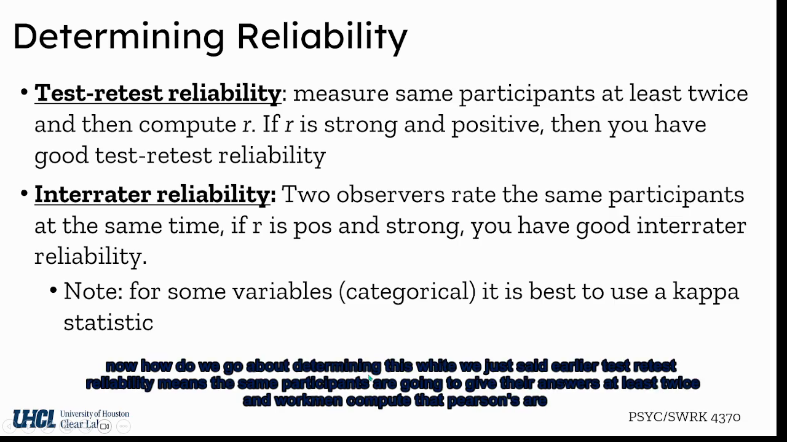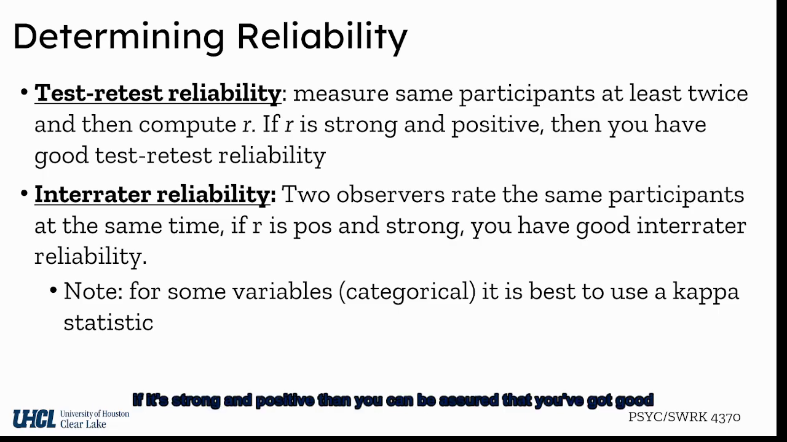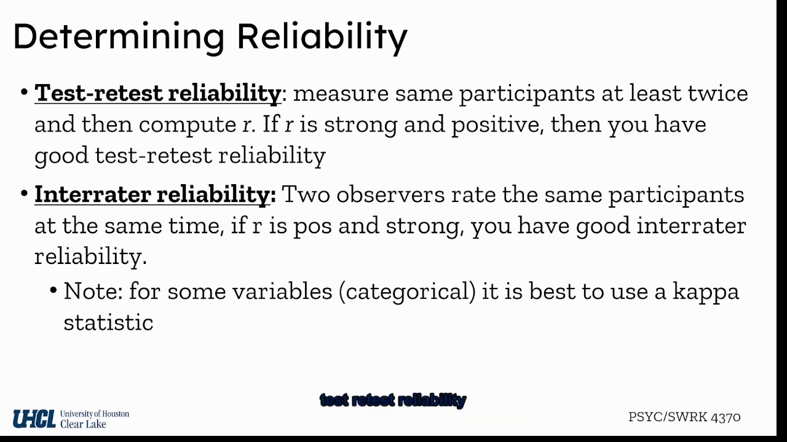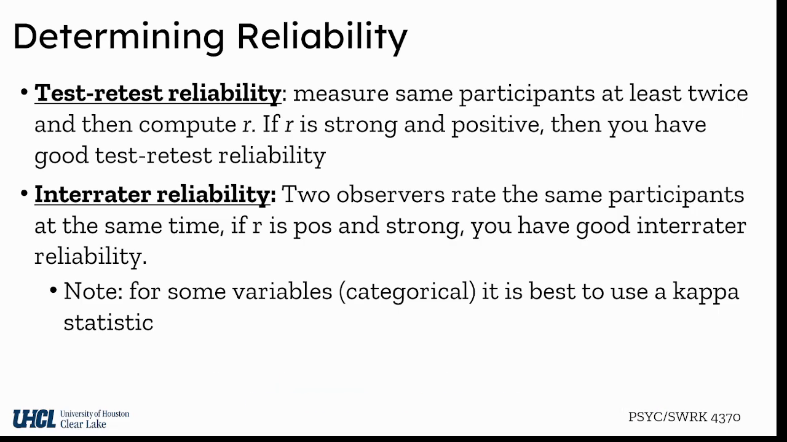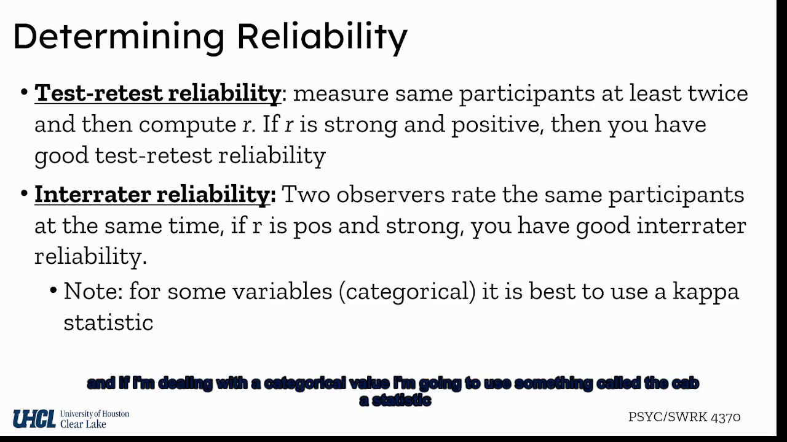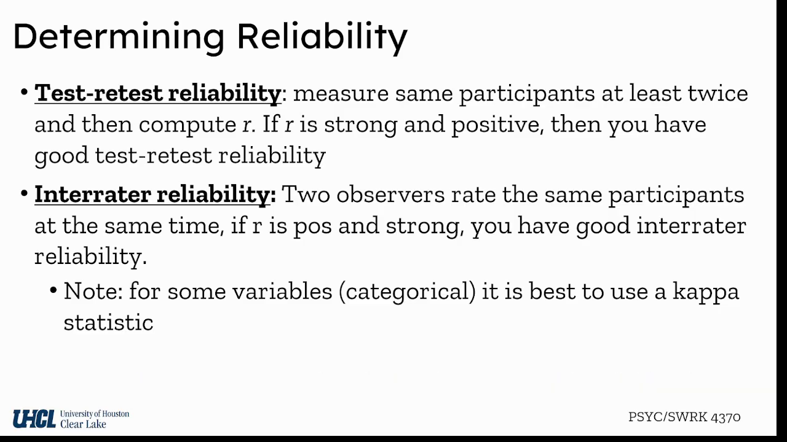Now, how do we go about determining this? Like we just said earlier, test-retest reliability means the same participants are going to give their answers at least twice, and we're going to compute that Pearson's r. If it's strong and positive, then you can be assured that you've got good test-retest reliability. Inter-rater reliability, I'm going to use the same thing. I'm going to use Pearson's r, and I'm going to have a correlation between those 2 observations or those 2 observers, depending on how I look at it. And that's going to indicate good inter-rater reliability. And if I'm dealing with a categorical value, I'm going to use something called the kappa statistic to deal with that. I just wanted to mention that for you.